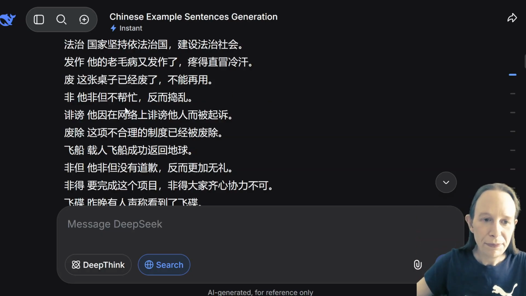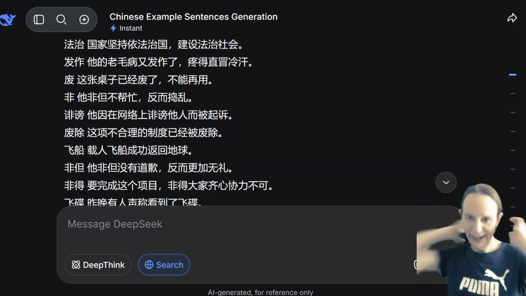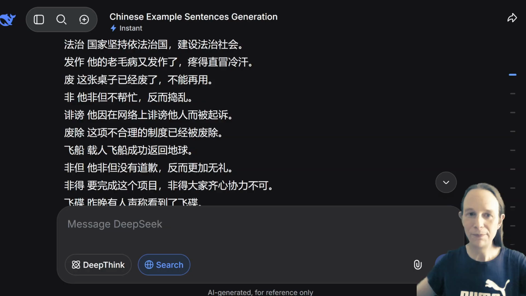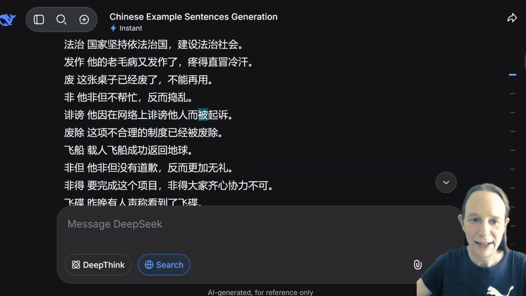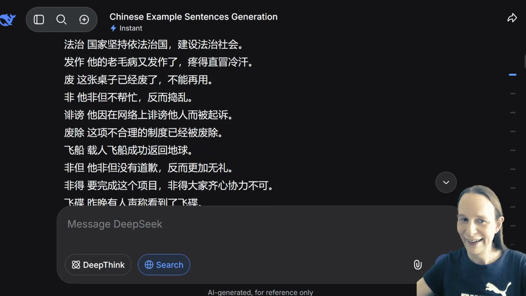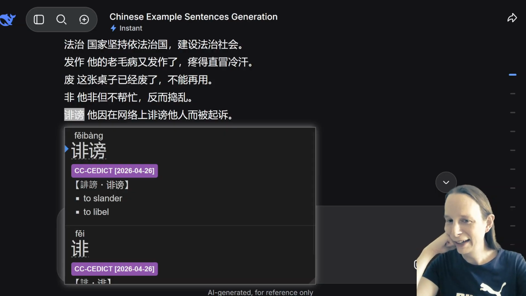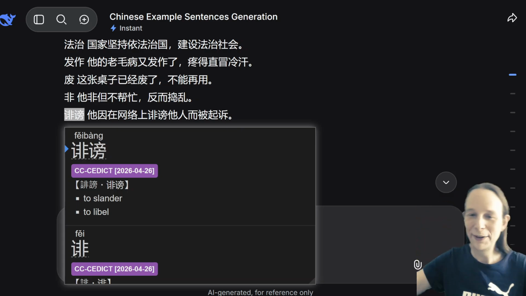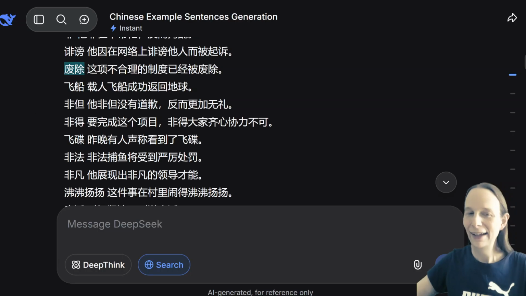Okay, let's move on. 诽谤 is slander. This is used in law. So you can sue someone for 诽谤. 他因在网络上诽谤他人而被起诉. Yeah, he's being sued for 诽谤, slander, libel. All right. I don't know the difference. Maybe they're different in English. I'm not sure. Are they different? I don't know. I'd have to ask a lawyer, or a legal dictionary or a legal source.